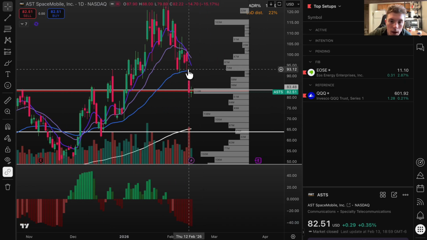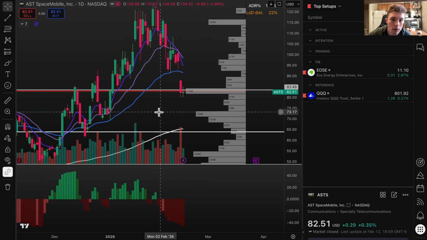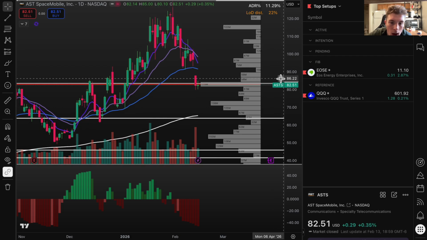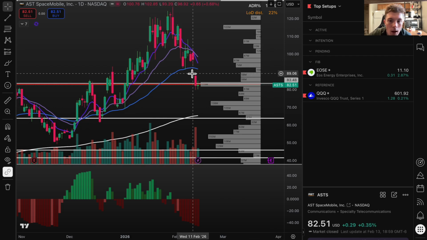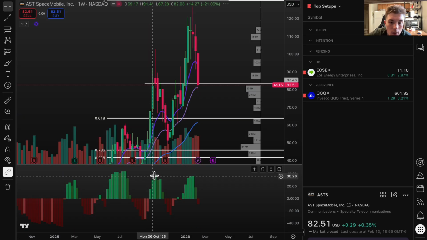I didn't realize that ASTS gapped down 15%. It's kind of crazy. But yeah, I would not go long in this scenario. I would say there's probably further downside. As you can see, it's extremely red on here. Weekly is cooked.